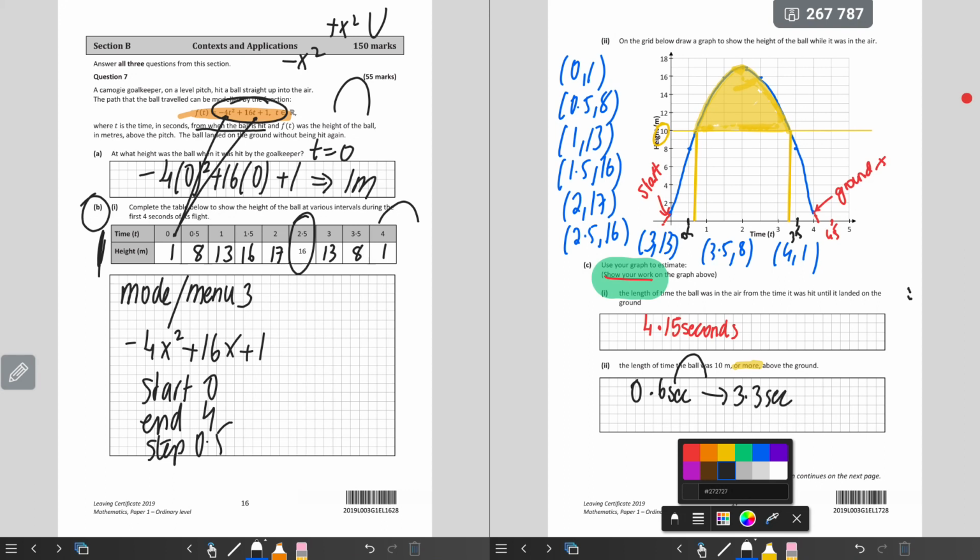So technically it says the length of time. So how do you work out the length of time between those two then? Take it away. So what are we getting? 2.7 seconds. That's 10 metres or more above the ground. 2.7 seconds.